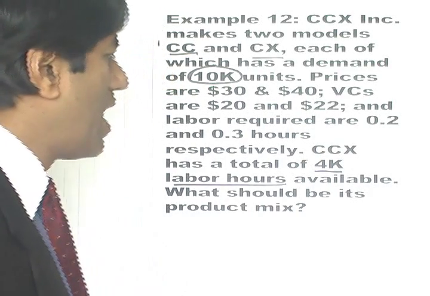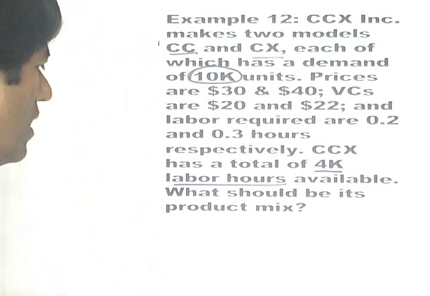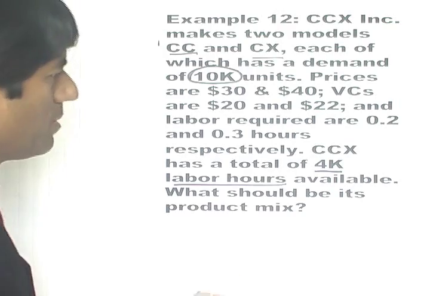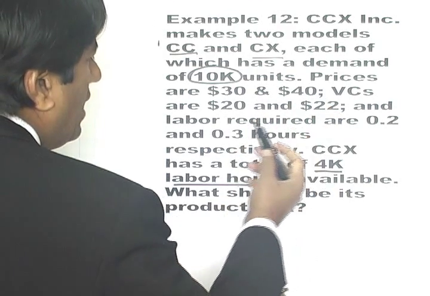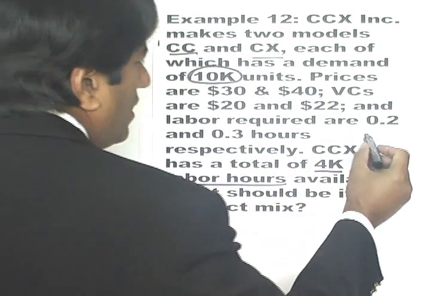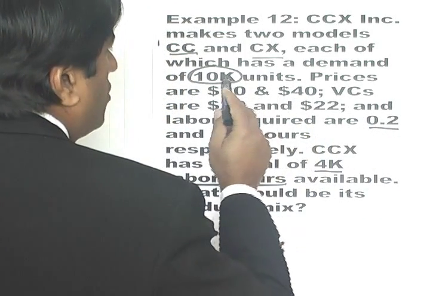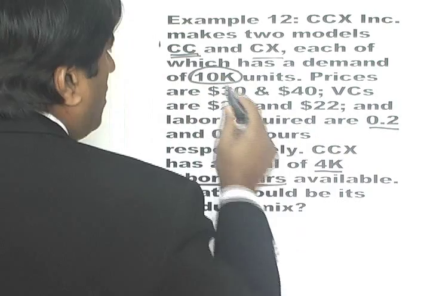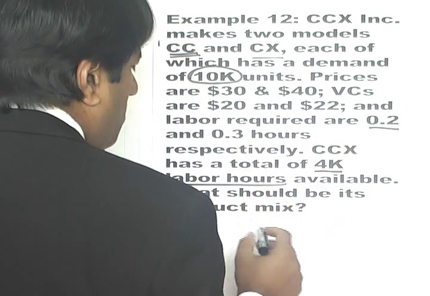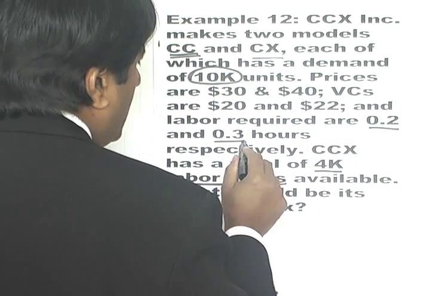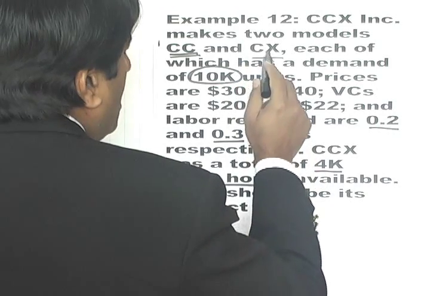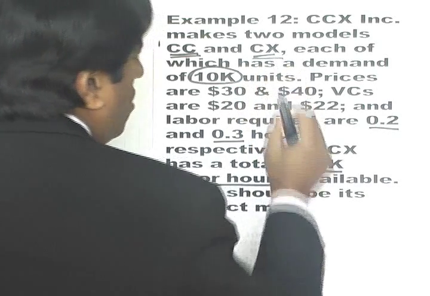Okay. Now, it takes 0.2 labor hours to produce 1 unit of the first model and 0.3 labor hours to produce 1 unit of the second model.